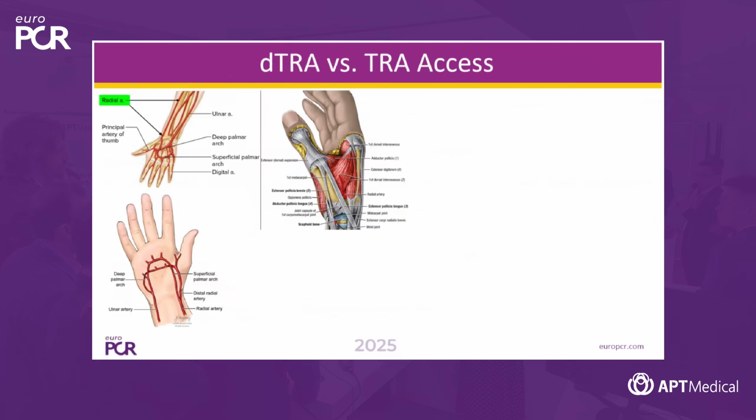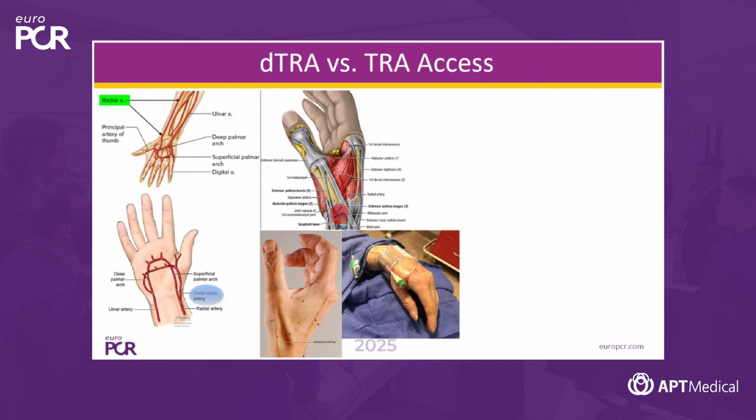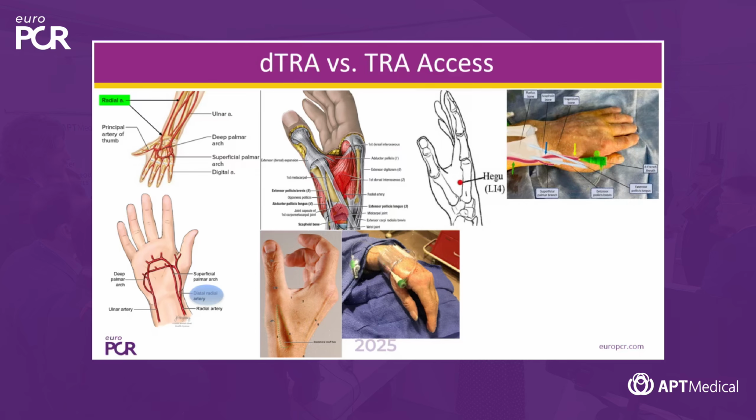Now, talking about the distal radial artery, there are two sides that we can access through the deep palmar. You see, we have the superficial palmar and the deep palmar arch, which connect the ulnar with the radial artery. So, through the deep palmar arch, we can access the distal radial artery at 2 points. The first point is here in the anatomical snuffbox, and the catheterization looks like this. You see the sheath in the anatomical snuffbox, and the second side is even more distal, called the Hegu area, the Hegu acupuncture point.